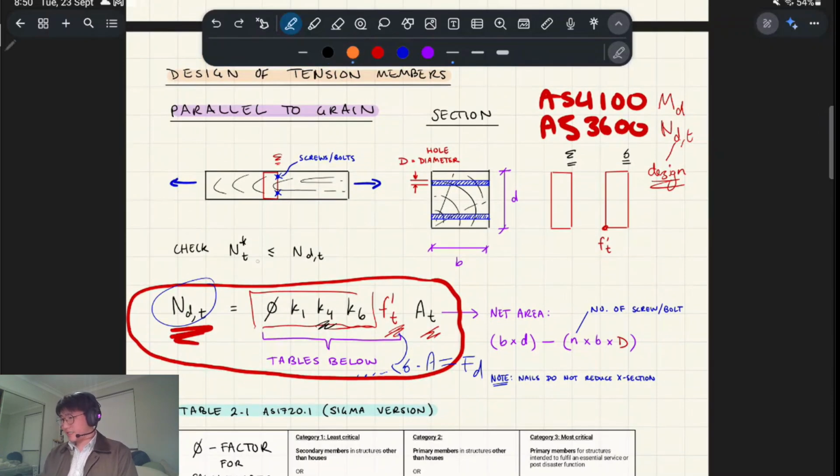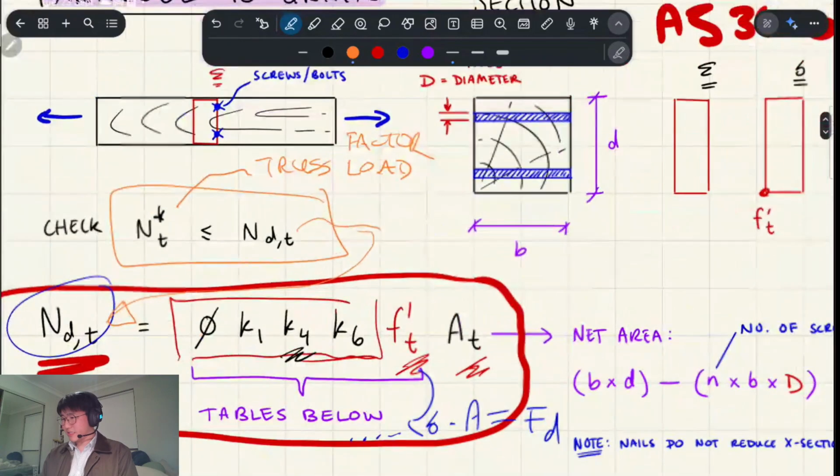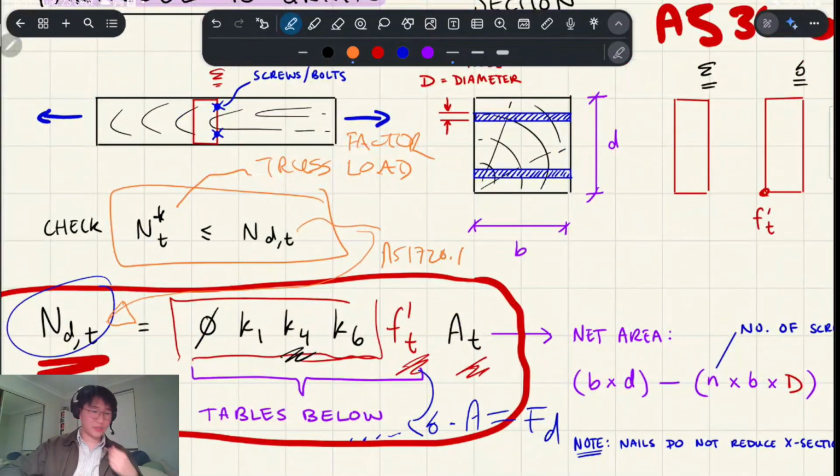The other thing to note is this is the capacity equation. On the left-hand side, say there's a truss that's in tension, and this is your external load, your tension load, and you've factored it by your load combinations and things like that. The right-hand side is this formula. This is what's documented in AS 1720.1. Oops, my headset just ran out.